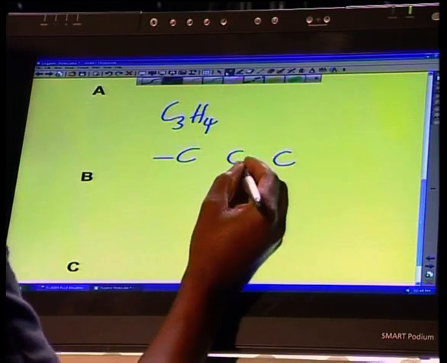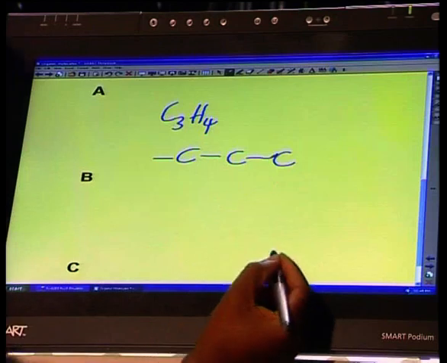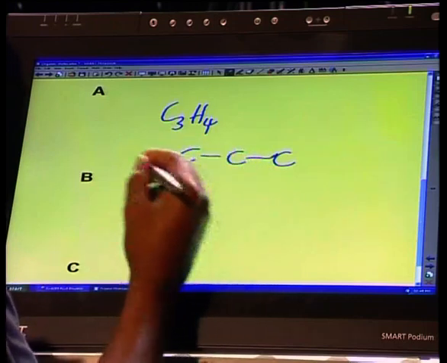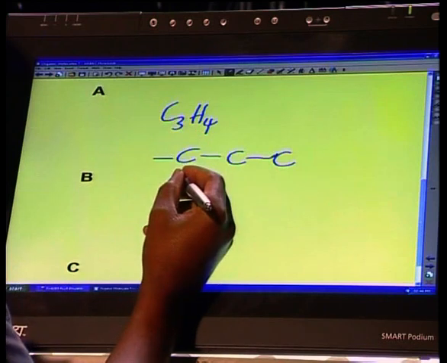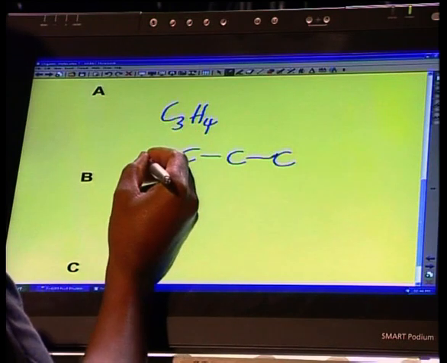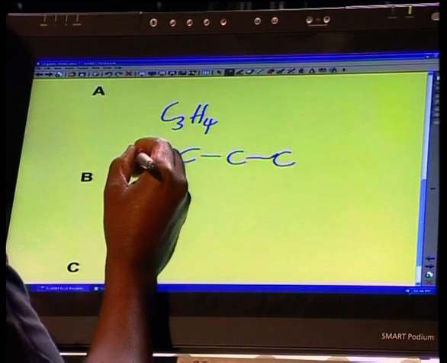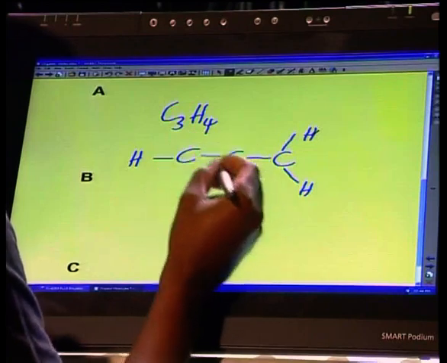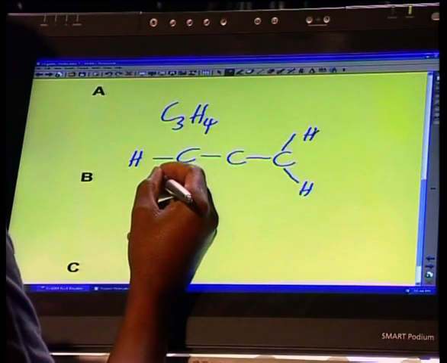Okay, so I know there's going to be bonds there. Let me just do it that way. But then I'm only going to have 4 hydrogen atoms around this one. So if I have 1 here, let me have 2 here. So if I have 2 hydrogens at the end and 1 at the beginning, this carbon atom can form 4 bonds. Around every carbon atom, I can have 4 bonds.